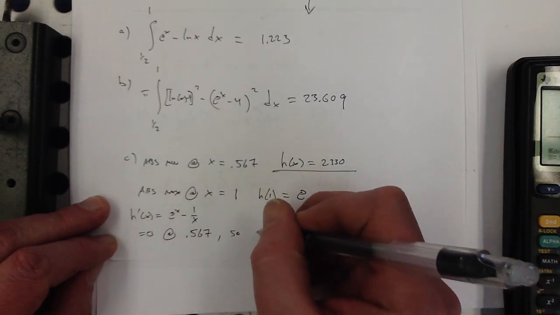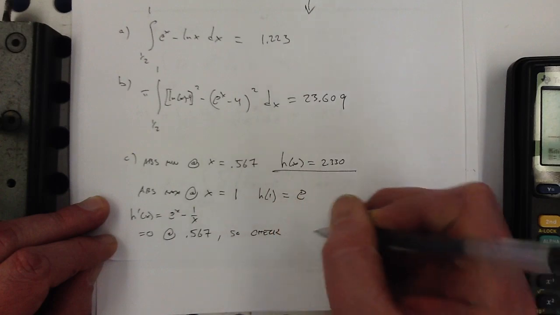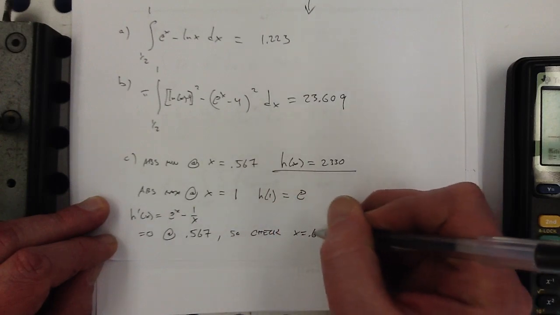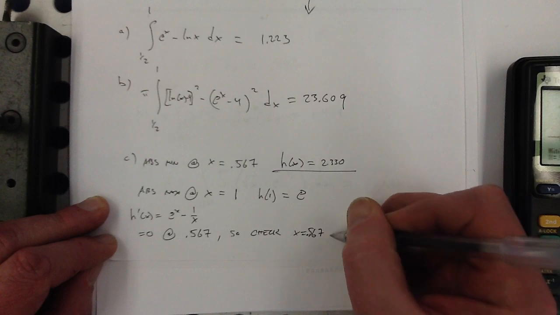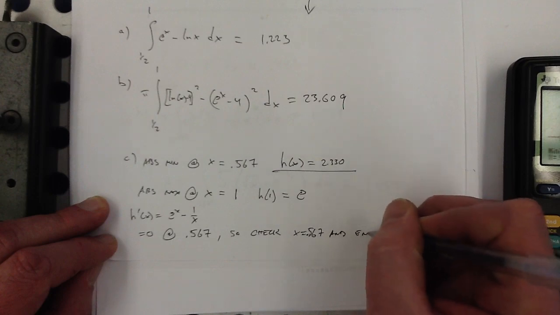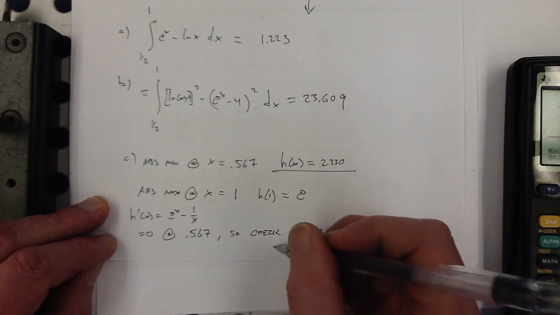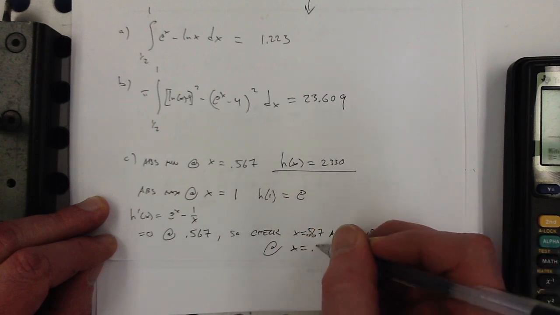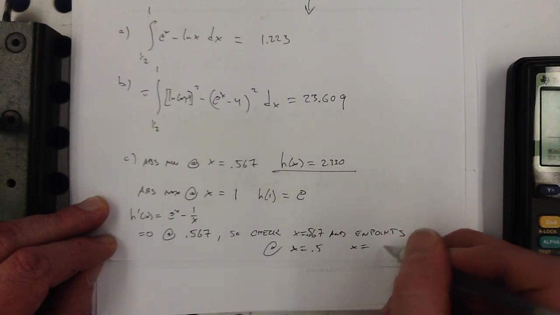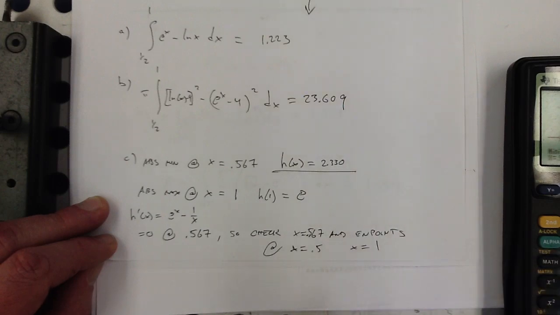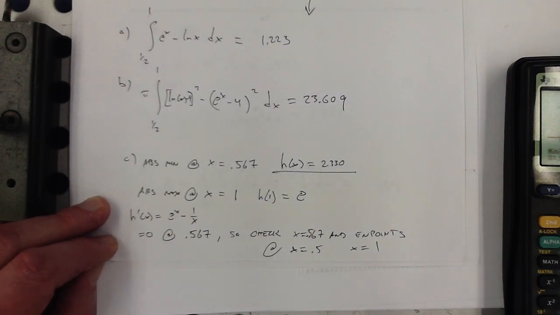And then we just need to check x equals 0.567 and the endpoints, at x equals 1/2 and x equals 1. Right? All right, last one.